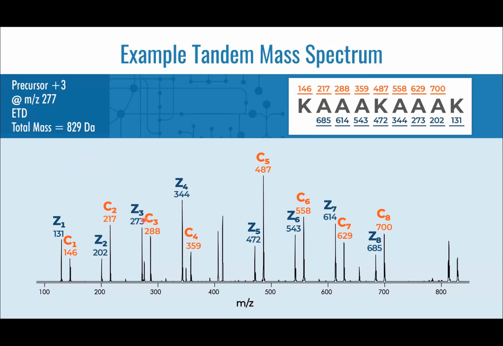And so you can read the sequence forward with the red ones, right? And you can read the sequence in reverse with the blue ones that come from the C-terminus. These are C and Z ions. You get the same result if you have B and Y ions. We'll talk about that in a moment.